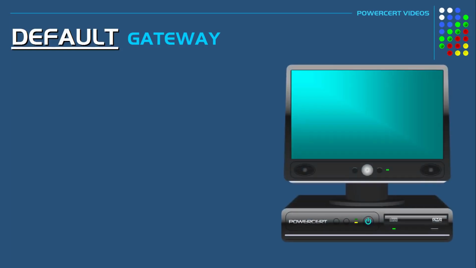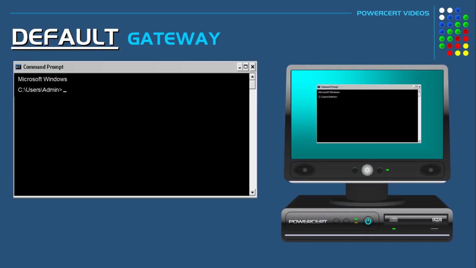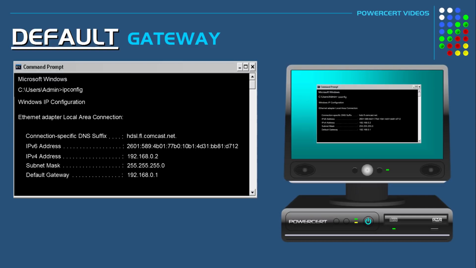What is a default gateway? So that is the topic of this video. Now, as a demonstration on a Windows computer, let's check the network configuration. If you open up a command prompt and type in ipconfig, in the output you'll see the IP address, subnet mask, and the default gateway that's been assigned to this computer.